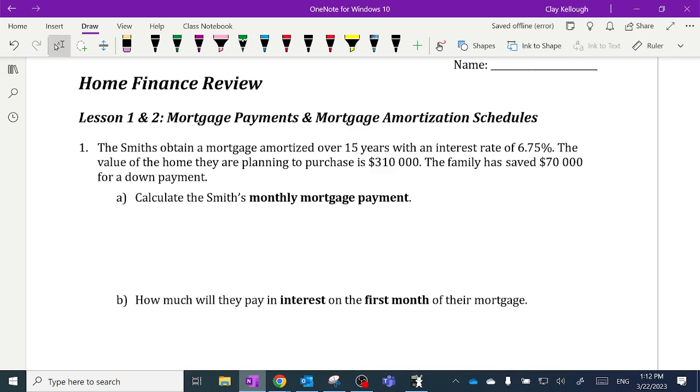We are doing a home finance review today because we're testing lessons 1 to 4. I think I accidentally might have either said or put on the blog that we're testing 1 to 5. That was a lie. It's only 1 to 4. So let's start by trying this question.